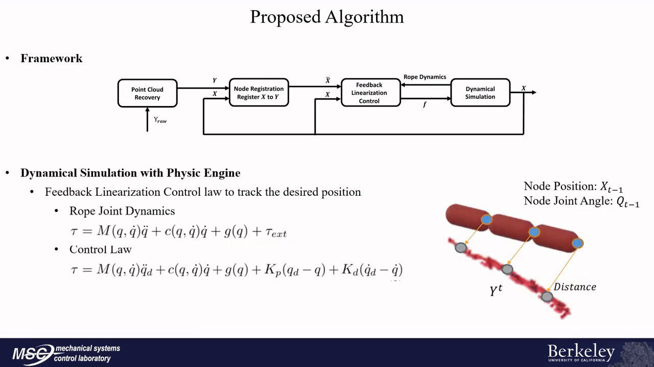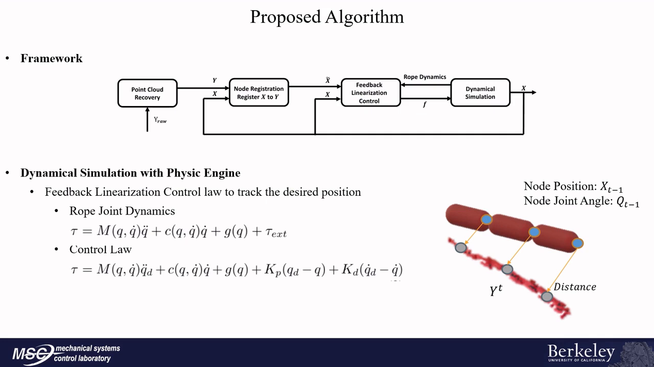In the end, it comes to a dynamical simulation. In the simulation, the rope is modeled by n nodes, and each node is linked by a spherical joint. That's similar to how we model the robot in the simulator. And we want to move the rope in the simulator to track the desired position, given the registration results. So a controller is needed.